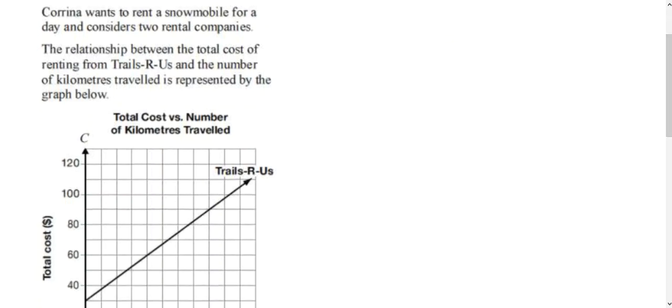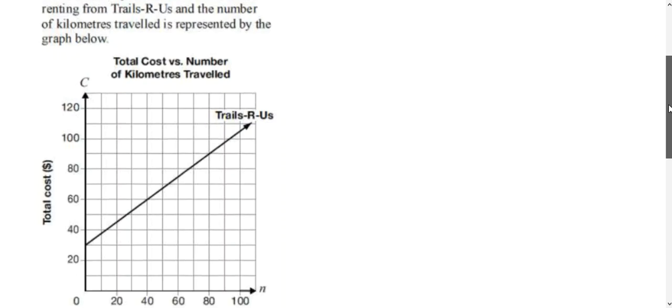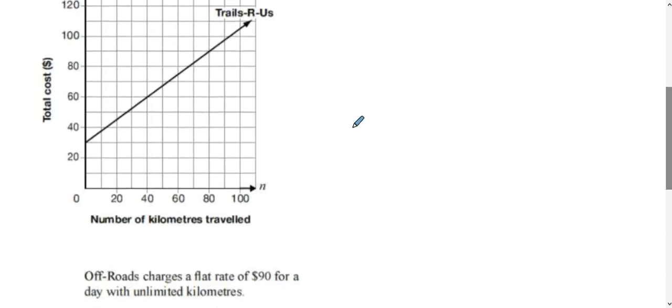Karina wants to rent a snowmobile for a day and considers 2 rental companies. The relationship between the total cost of renting Trail RS and the number of kilometers traveled is represented in the graph below. Off-roads charge a flat fee of $90. So what does that mean? Well, if I was looking at this, what is my rate of change? And what is my initial value?